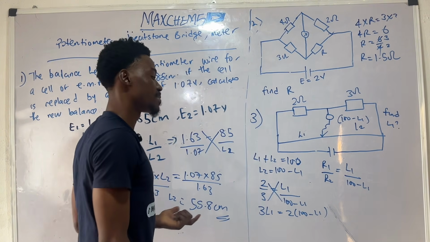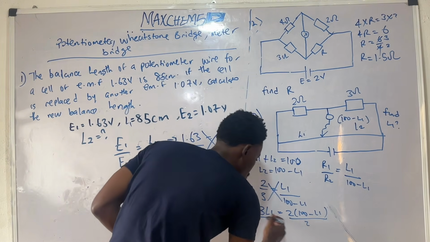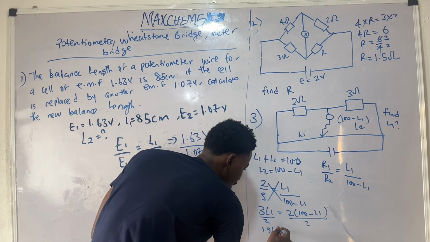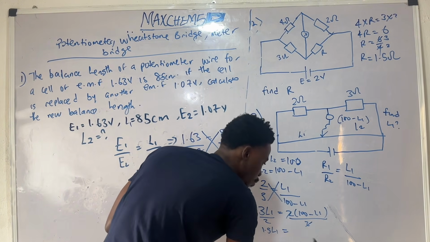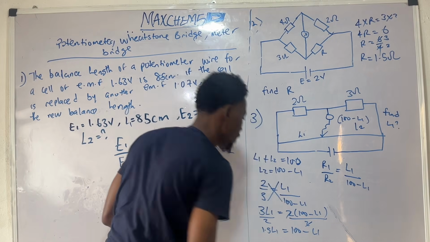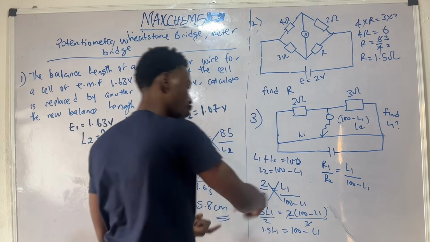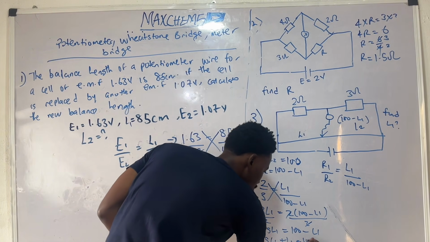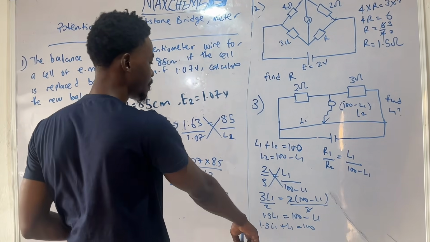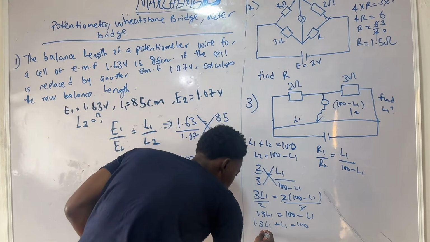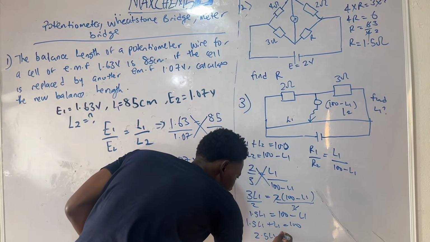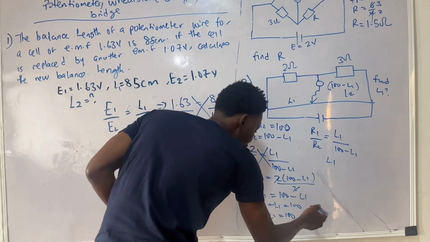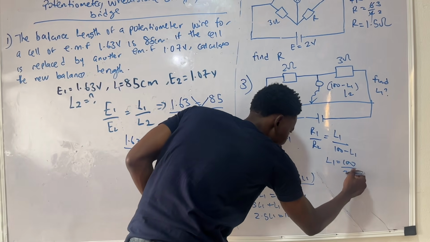In the case of simplifying this, I want to divide both sides by 2, so I can simplify this calculation. So 3 divided by 2 is 1.5. So 1.5 L1 is equal to 2 divided by 2, which is 1, so I have 100 minus L1. Making L1 the subject of formula, I'll take L1 to the other side. So I have 1.5 L1 plus L1 is equal to 100. So 1.5 plus 1, that is 2.5 L1 is equal to 100. So I have L1 is equal to 100 divided by 2.5.